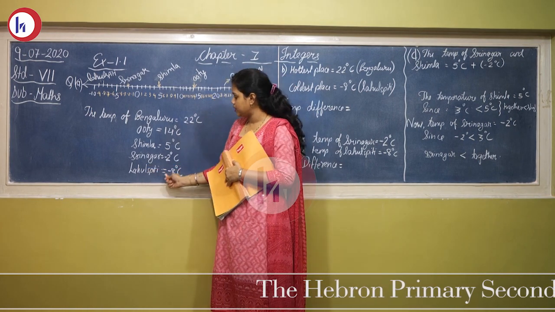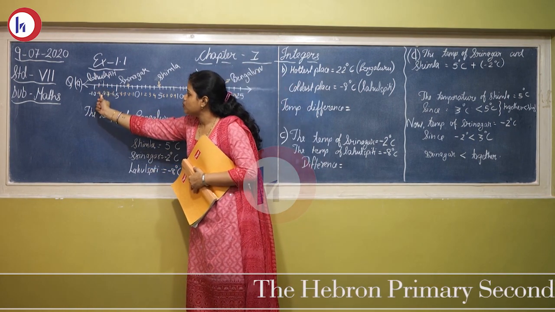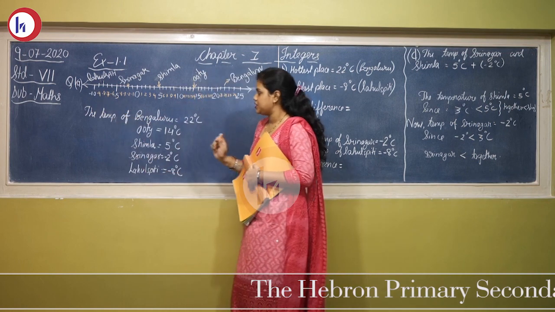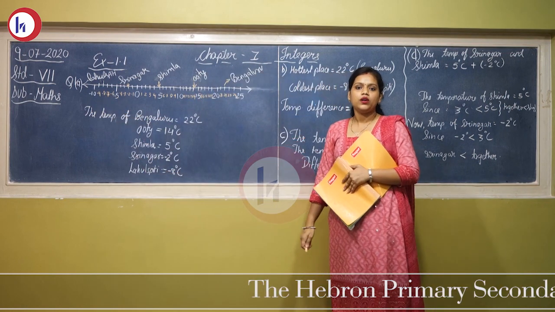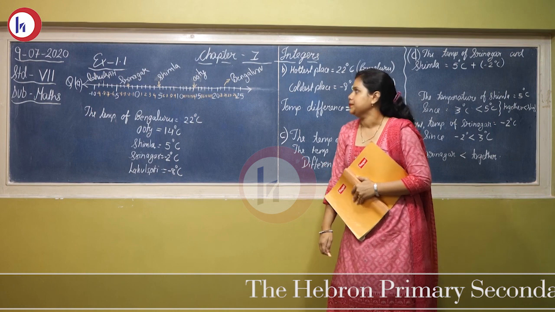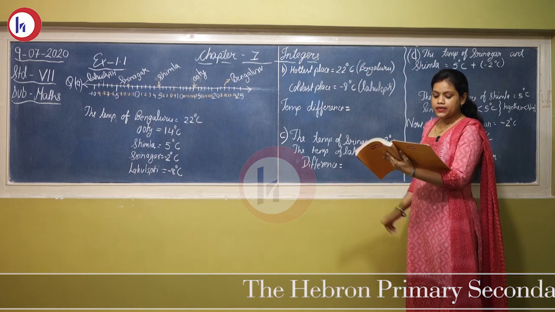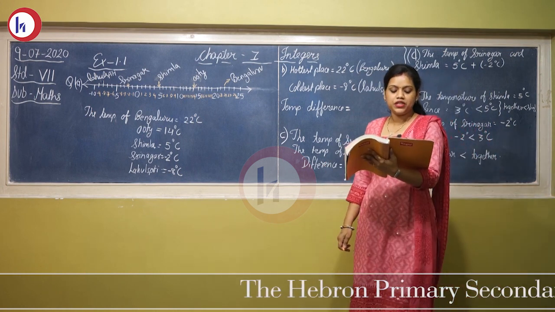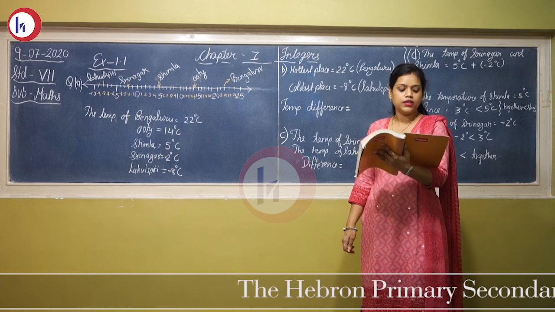Then Lahul Spiti is minus 8, that is the last one, minus 8 degree Celsius. So we got all the city temperatures after completing the number line. Now you will see the second part: what is the temperature difference between the hottest and the coldest place among the above?